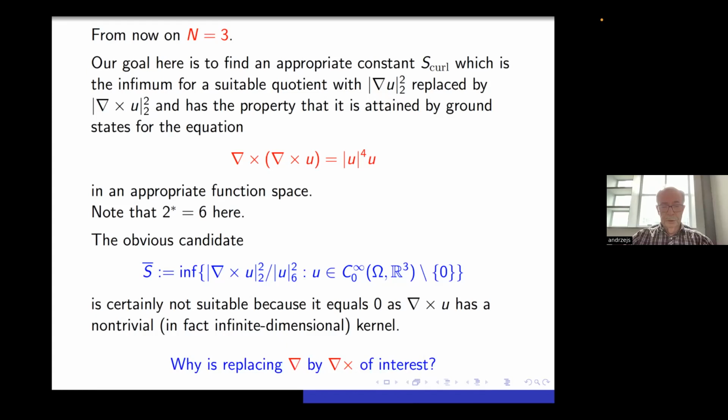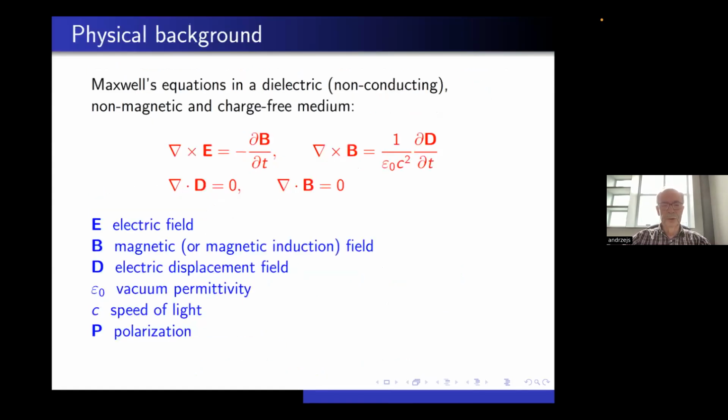So why is it interesting to replace gradient U by curl U? Let me give a physical motivation for that. Well, we start with Maxwell's equations. We have a dielectric, non-magnetic and charge-free medium. Then Maxwell's equations look like that.